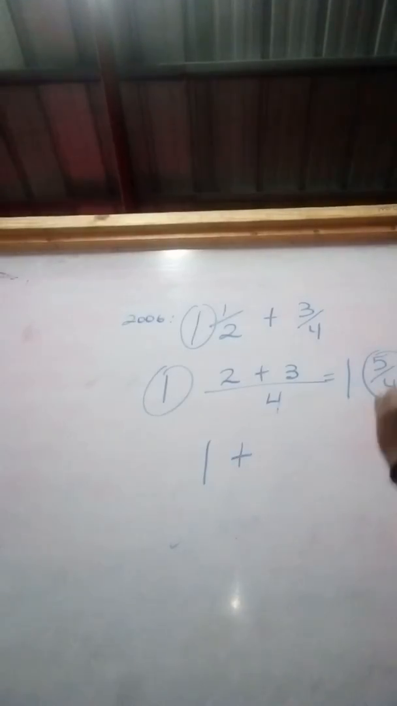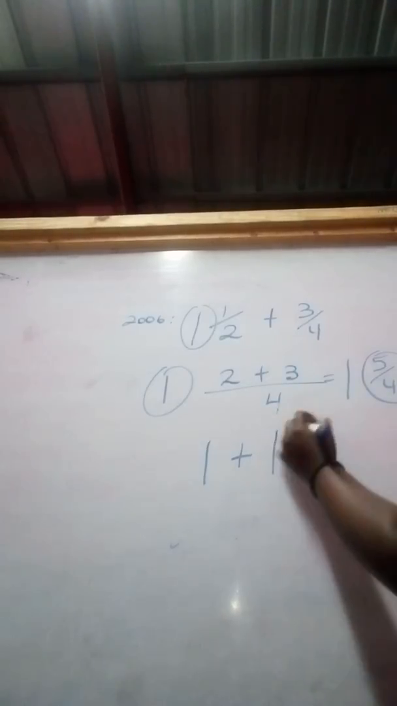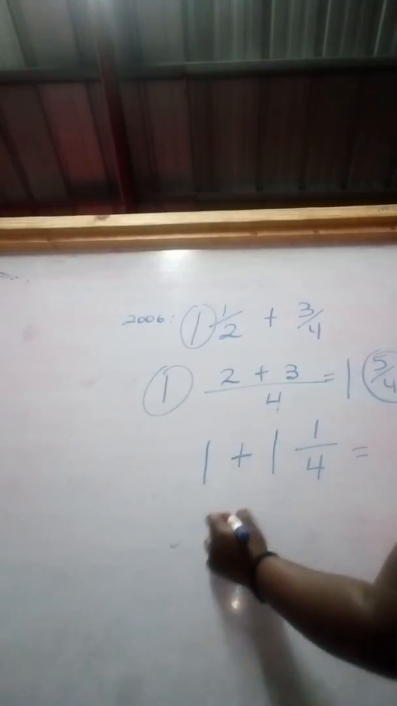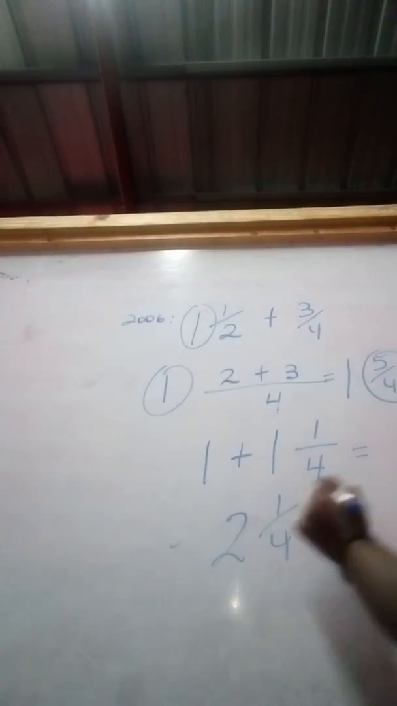So remember again the rule, numerator divided by denominator. How many groups of 4 can I get in 5? 1 whole. Remainder 1 over 4. So now how many wholes do I have? I have 2 wholes and 1/4. Right?